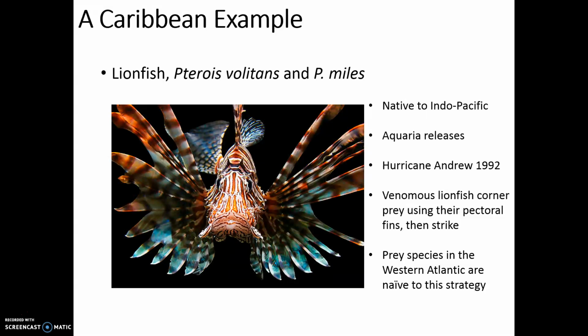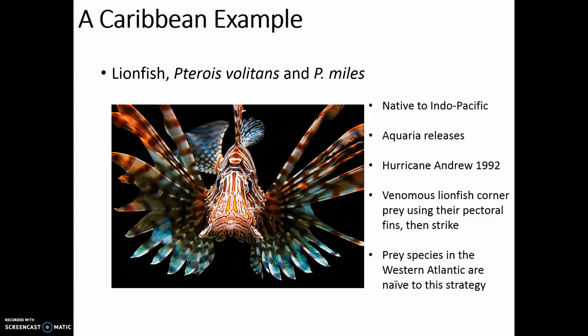So why is this a problem? Well, one of the reasons is that venomous lionfish actually corner their prey using these big pectoral fins, sort of trapping them so they can't escape. And then they strike. Now, the species that they have preyed upon for millennia over in the Indo-Pacific have strategies to avoid being eaten all of the time.